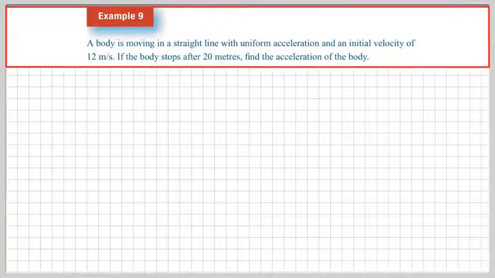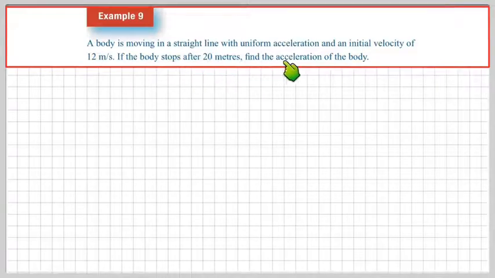Thank you very much. Now, another one. A body is moving in a straight line with uniform acceleration at an initial velocity. See, there's your license to drive. Uniform acceleration, right? Okay, with an initial velocity of 12 meters per second, all right? If the body stops after 20 meters, find the acceleration of the body, okay? Now, you've got to basically interpret the question. This is saying that v is 0 when x is 20, all right? This is u. V is 0 and x is 20.